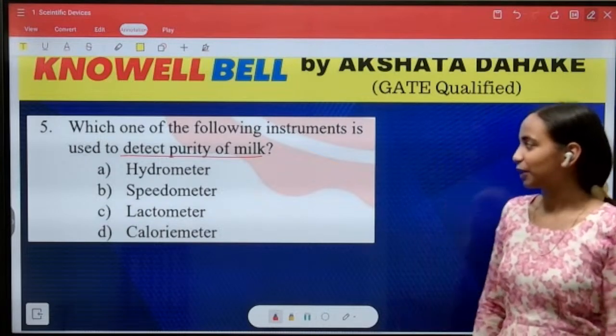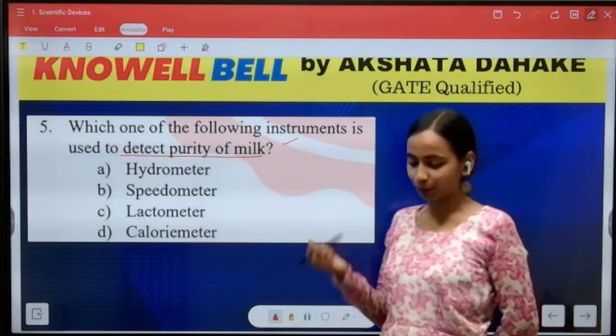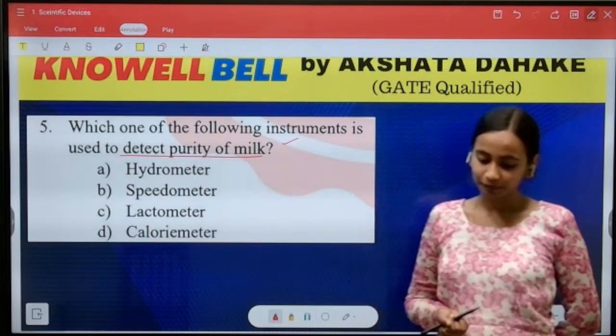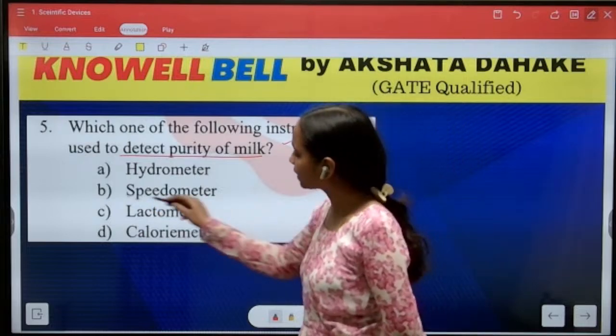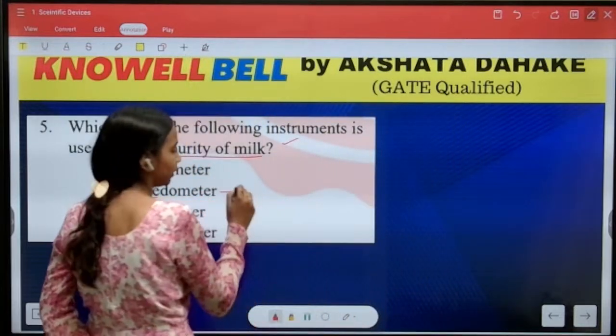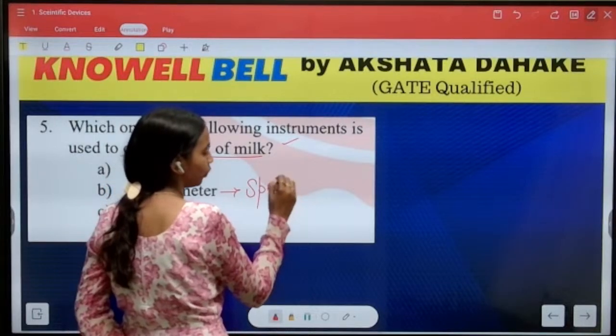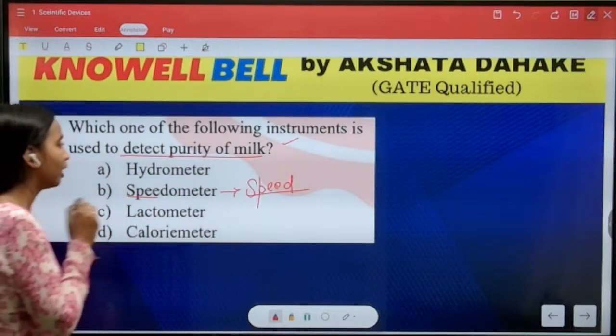Okay, coming back. Which device is used to detect the purity of milk? Hydrometer, speedometer, lactometer or calorimeter? Option B, speedometer. Why do we use speedometer? Speedometer is for the speed of a vehicle. In order to detect the speed of a vehicle we use speedometer.